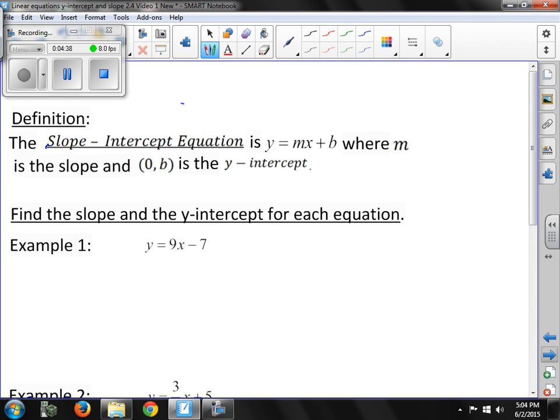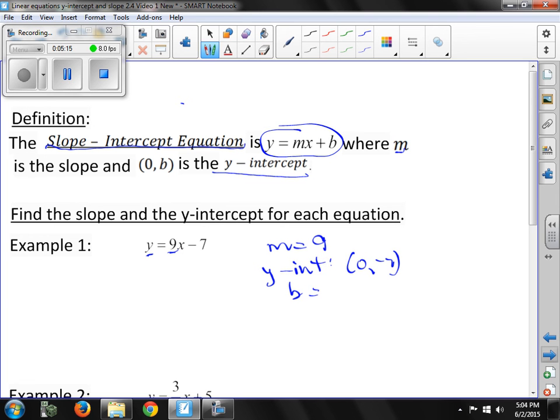Another definition is the slope-intercept equation of a line. Now this looks familiar. It's y equals mx plus b. The m is the slope, and the b, as an ordered pair, is the y-intercept. Example 1: find the slope and the y-intercept for these equations. It's already solved for y, so my slope is 9. It's the coefficient in front of the x. And my y-intercept is going to be (0, -7), or the b is -7.